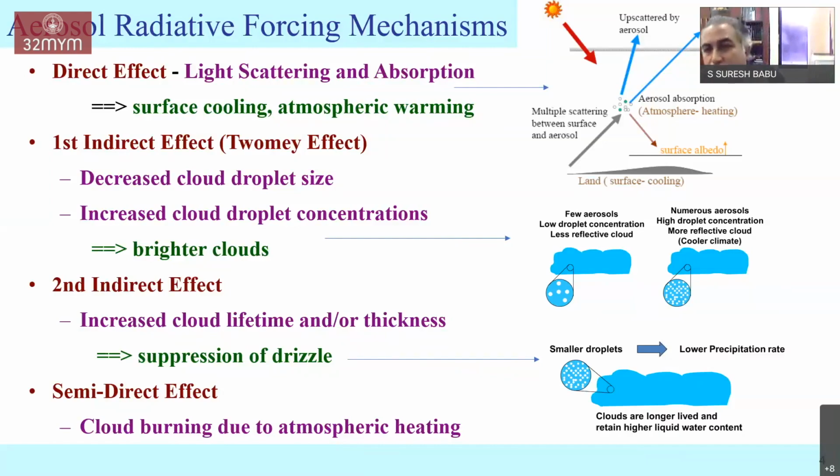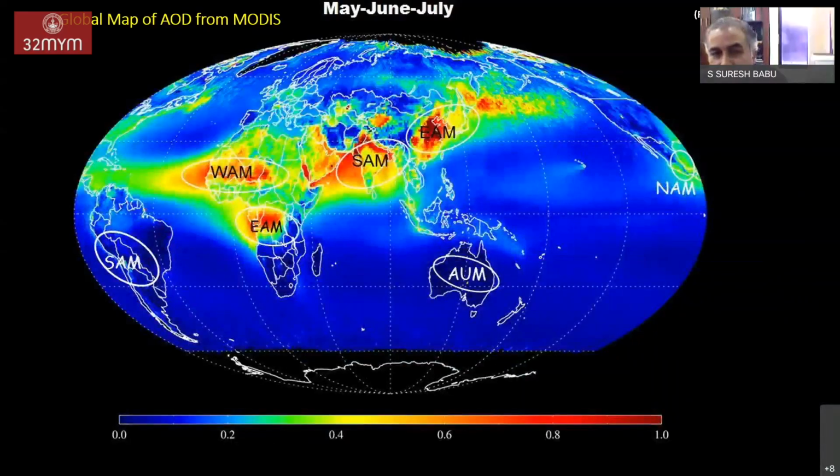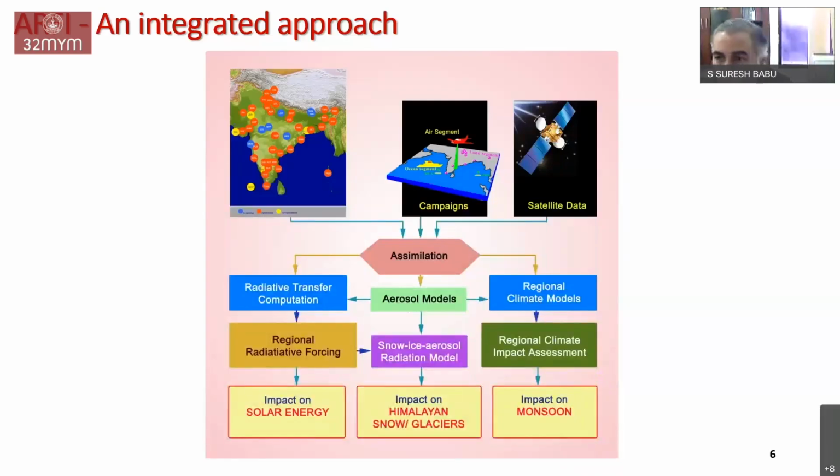When we look at the aerosol map globally, we can see that the aerosols are mostly in the tropical region. My talk will be mostly focusing on the South Asian region. As I mentioned, this is a part of an ISRO program called Aerosol Radiative Forcing over India, where I took a lead role.